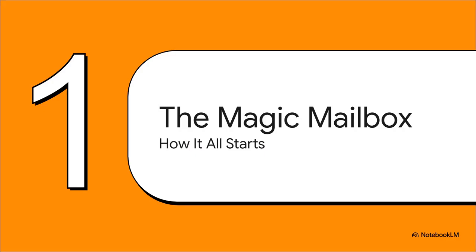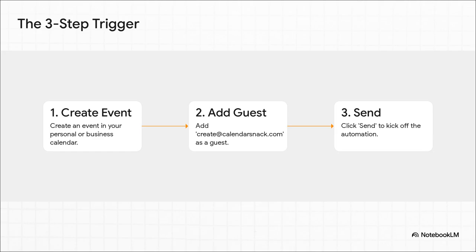So, how does this all kick off? It's not with some complicated setup or another piece of software you have to learn. Nope. It all starts with a single email address, one that kind of acts like a magic mailbox for your events. And the trigger for all this amazing automation?